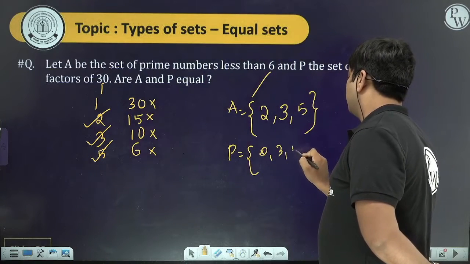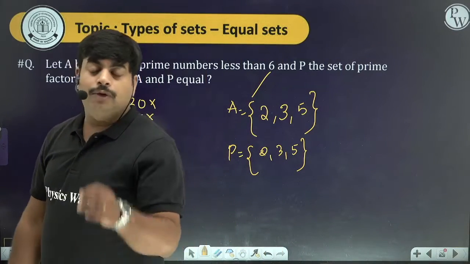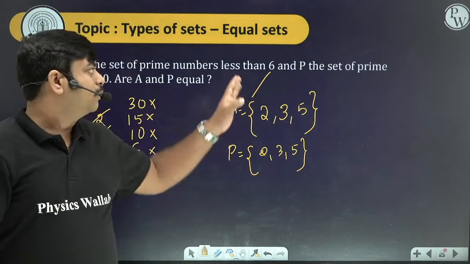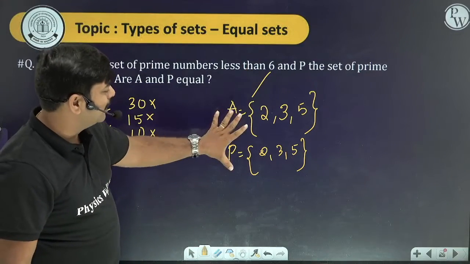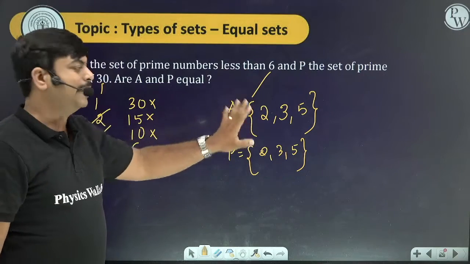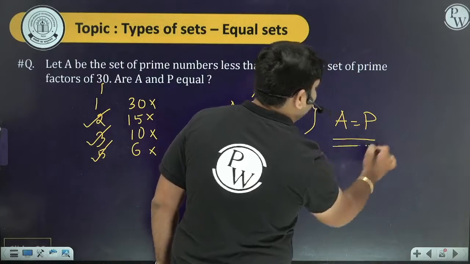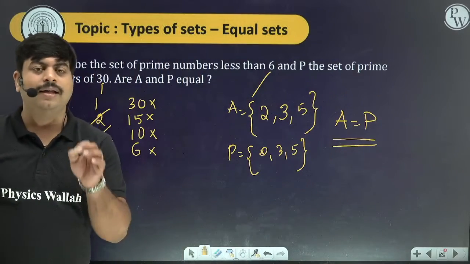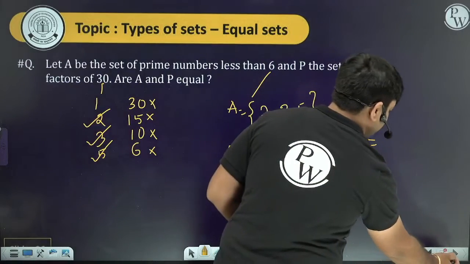Carefully observe in both sets A and P, although the questions are different, the final answers are the same, exactly identical. So in this case, I can say that A is equal to P. Yes, they are equal sets. Okay, understood. So let's move forward to the next question.